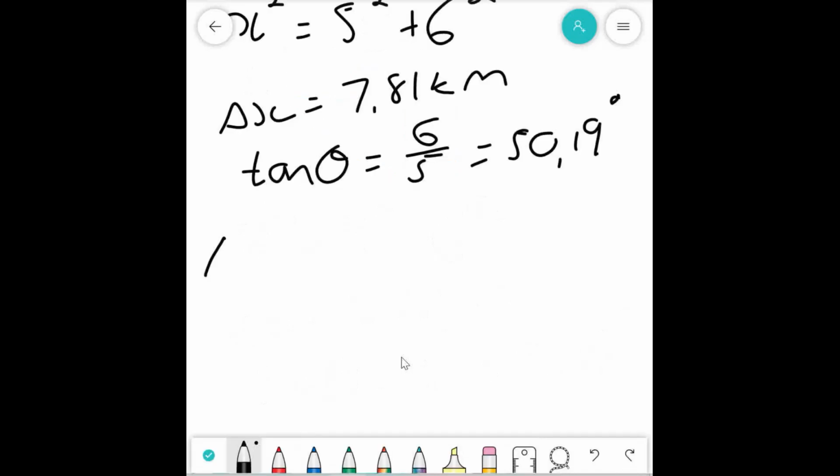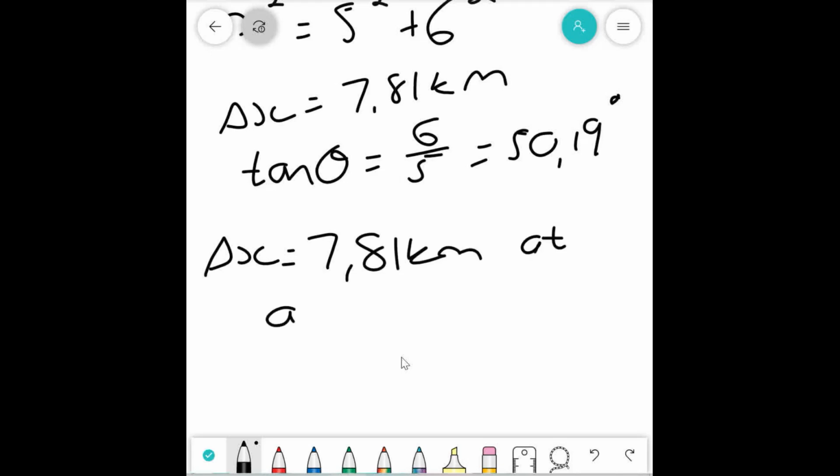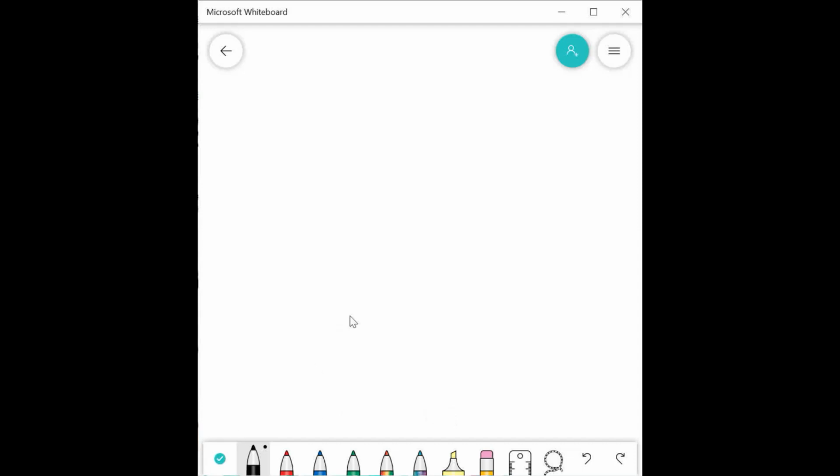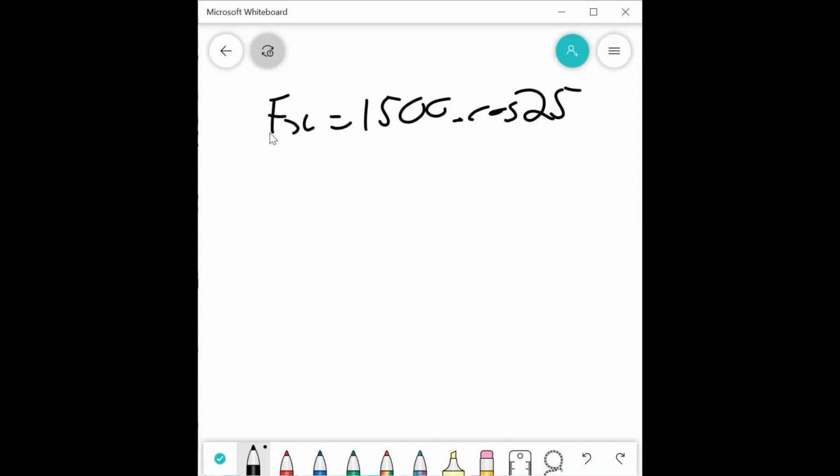So our change in x is equal to 7.81 kilometers on a bearing of 140.19. Remember, bearing is from north, so we have to add a further 90. The next one is asking for the magnitude and direction of the resultant force acting on the tugboat. We're going to say Fx is equal to 1,500 cos of 25 degrees, which will give you 1359.46 newtons to the right.